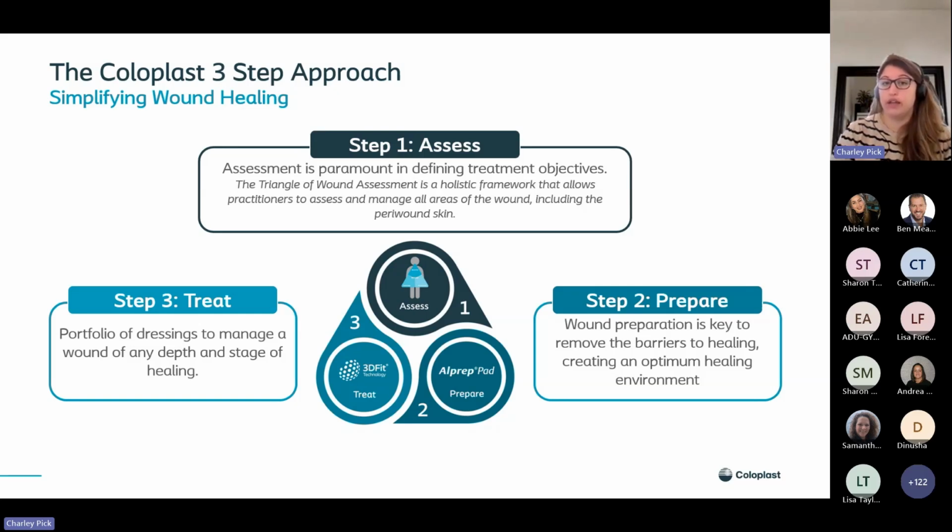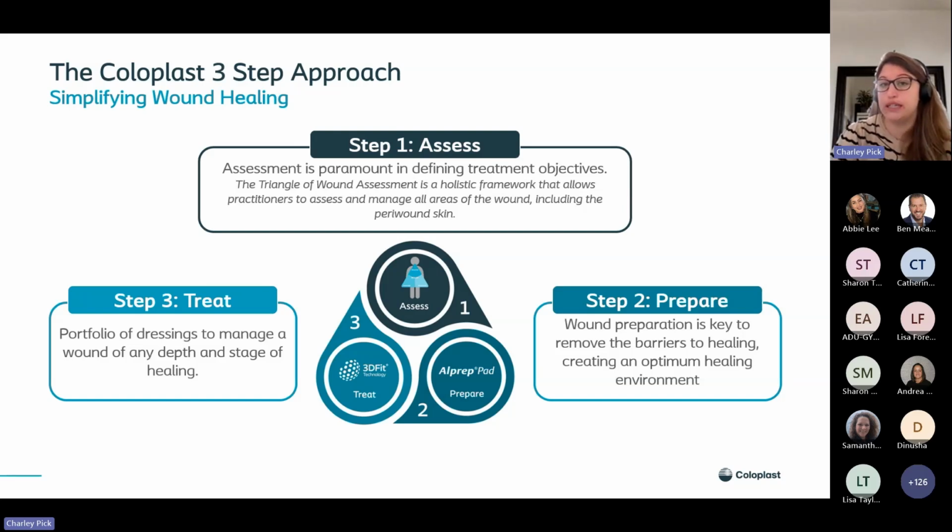You then break it down and look at your wound, also that hole in the patient. And we have the Triangle of Wound Assessment, which is a holistic framework that allows practitioners to assess and manage all areas of the wound, including that peri-wound skin. So it's vital that you look at the wound bed, the wound edge, and that peri-wound skin. If the peri-wound skin is unhealthy, it's unlikely that we're going to be able to improve the wound healing for that wound. So we need to make sure that we're looking at all 3 aspects of that wound.